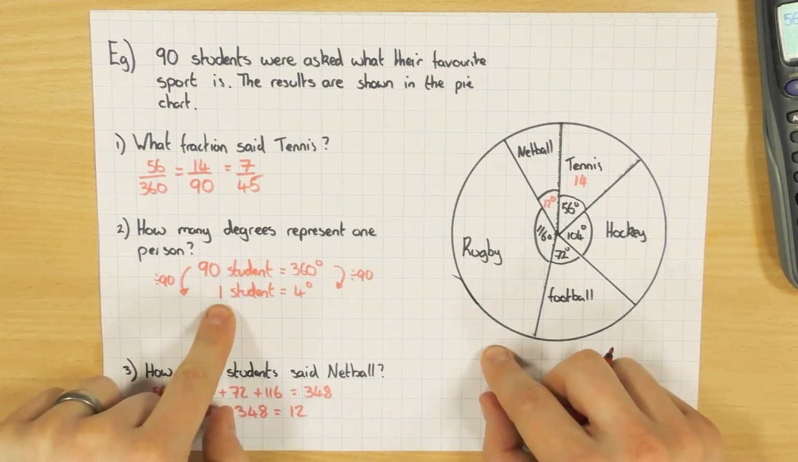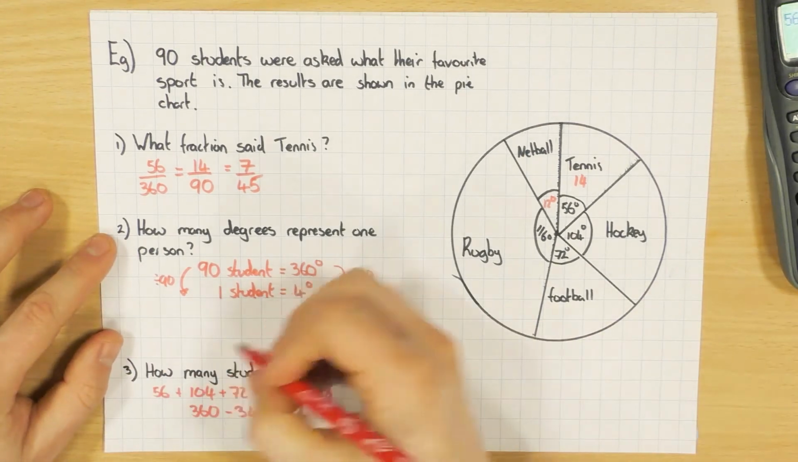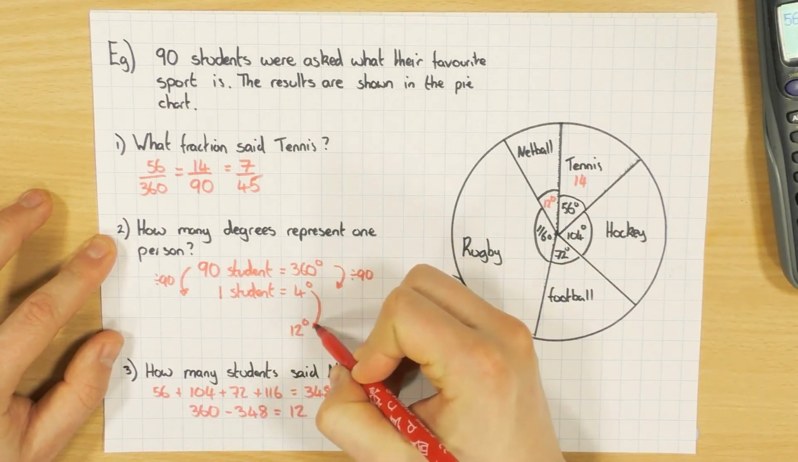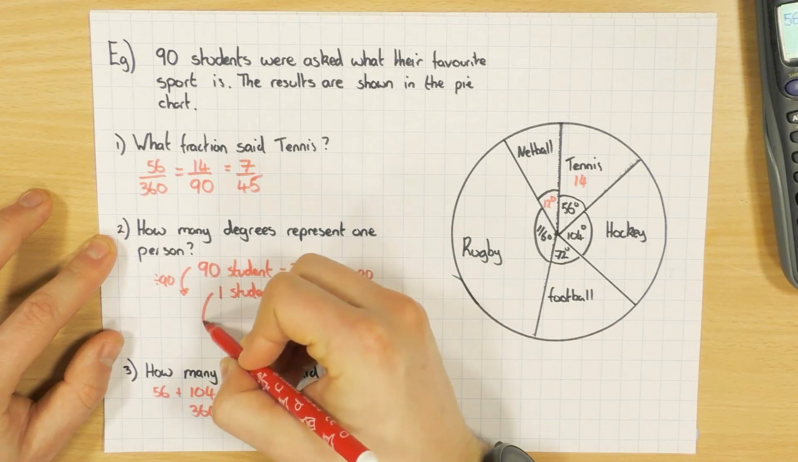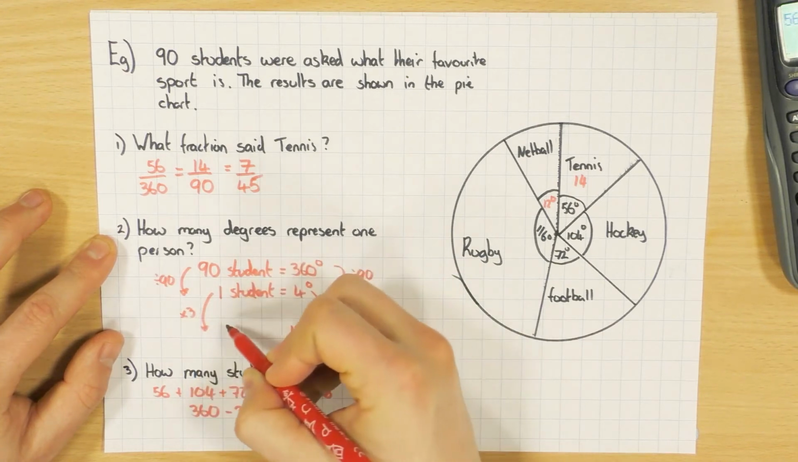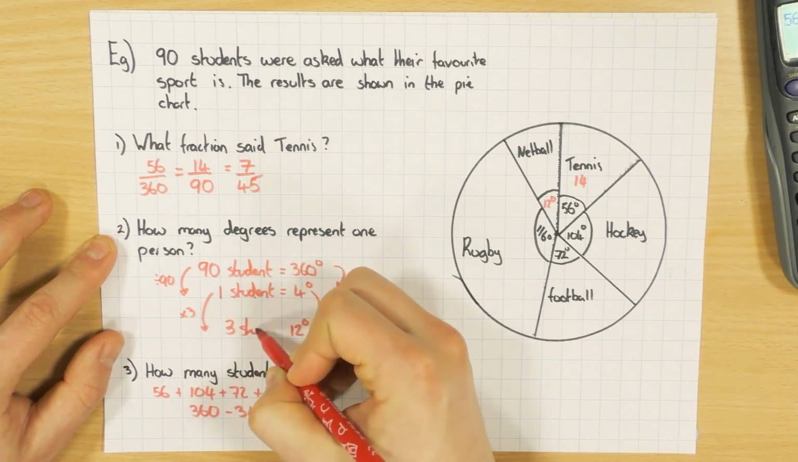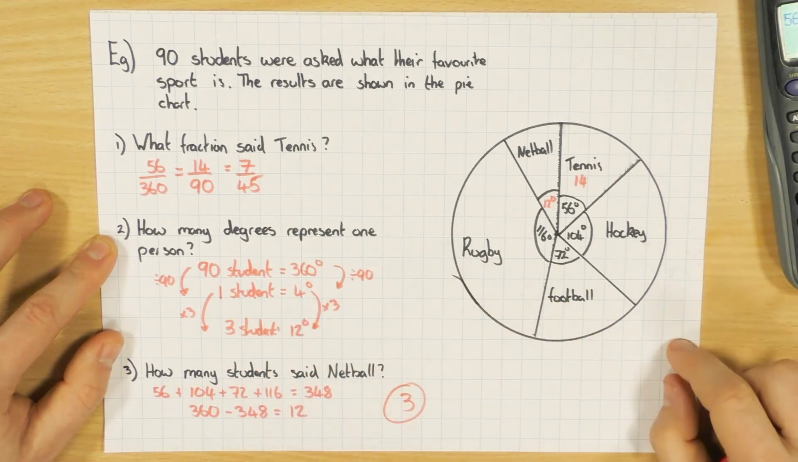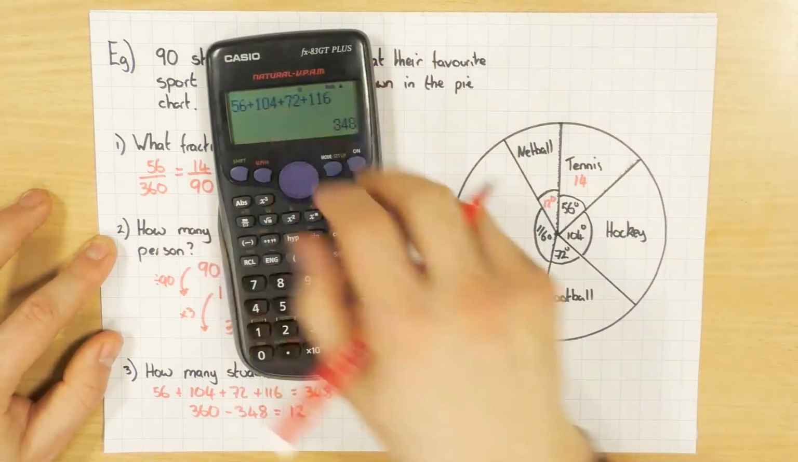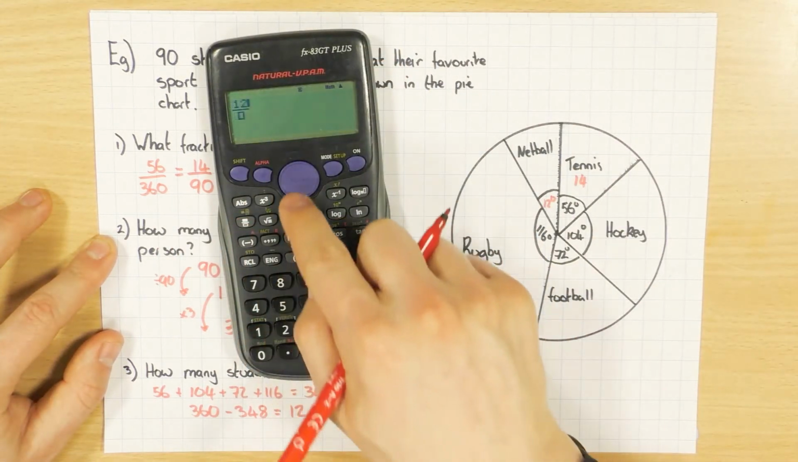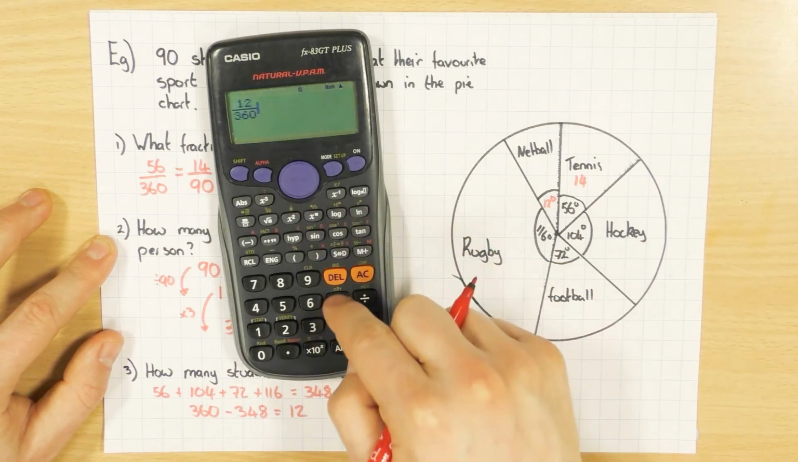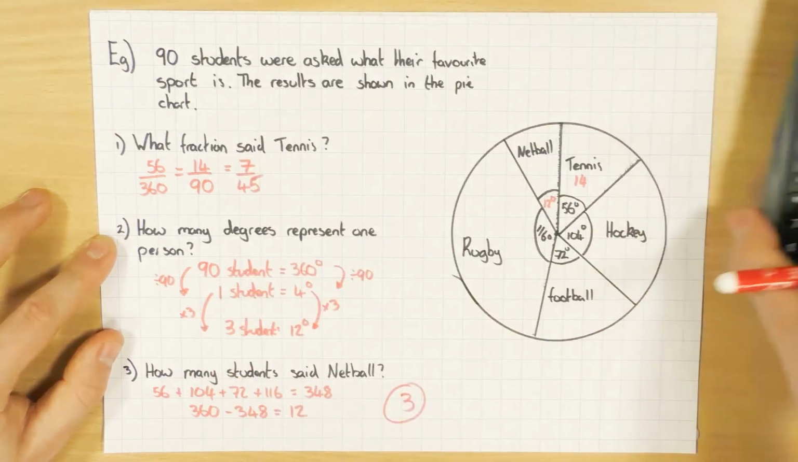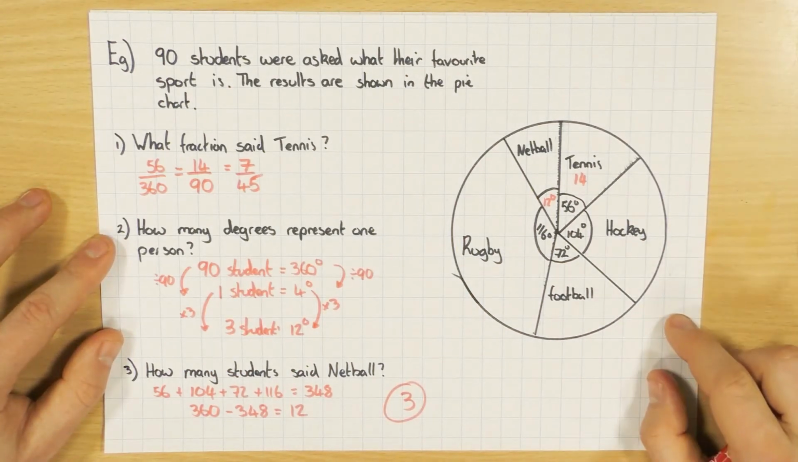Well, if we know that one student said 4 degrees, and I now know I have 12 degrees, how do I go from 4 to 12? I times by 3, so do the same thing here and times by 3. So I know there's 3 students who like netball. Or again, you could do your fraction and say 12 out of 360 times by the total, which is 90, and again you get 3. So you could also do that little fraction trick as well for that one.